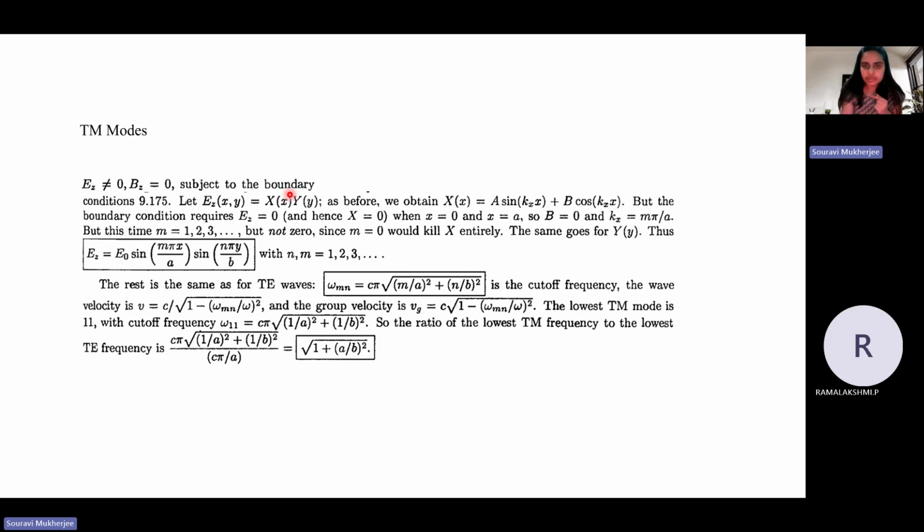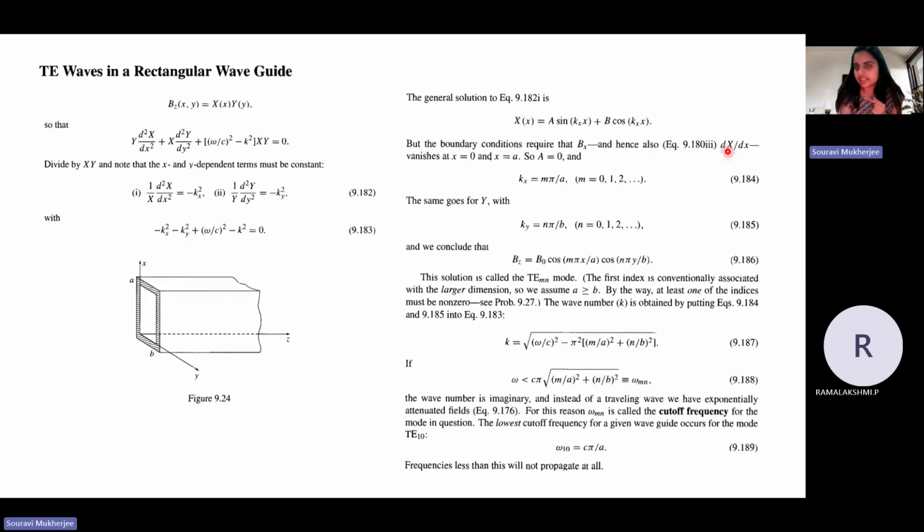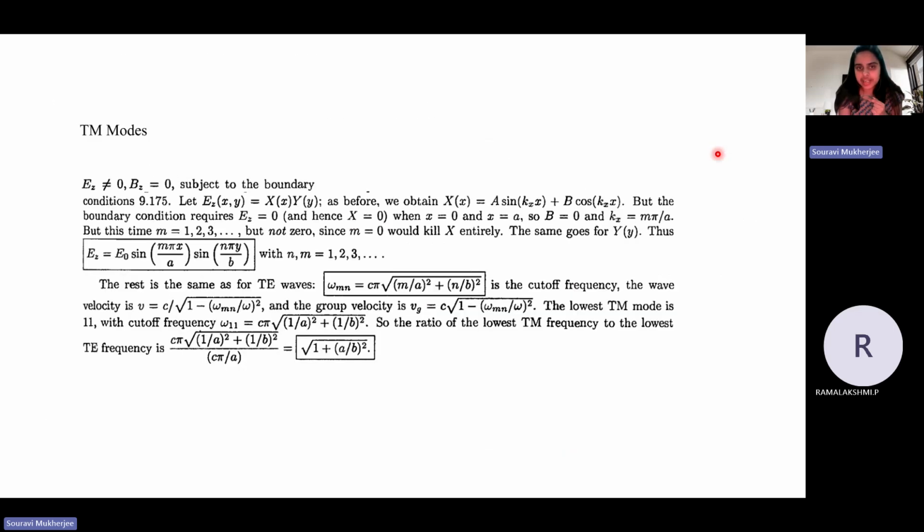In the TE mode, we had d dx of X going to 0, right? But here we don't have the derivative, okay? So here X goes to 0 at 0 and at X equal to A. And similarly, by using this relation, you would get the possible values of kx. Okay. Again, you can do the same for y. Y goes to 0. So you would have again possible values of ky, and it would take up a form like this.